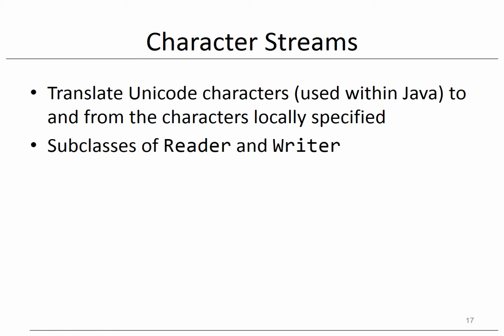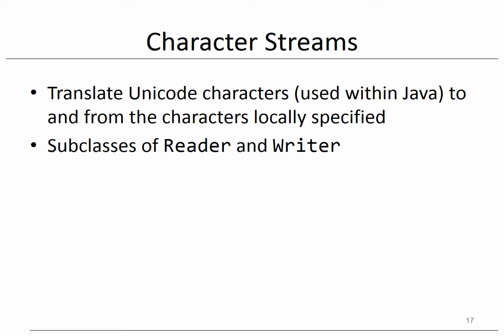Character streams translate Unicode characters, as they are used within Java, to and from the characters locally specified. In other words, they are equivalent to byte streams but adapt to the local character set. Reader and writer are two examples of classes implementing character streams. FileReader is a subclass of Reader and implements a character stream to read files. FileWriter is a subclass of Writer and implements a character stream to write files.